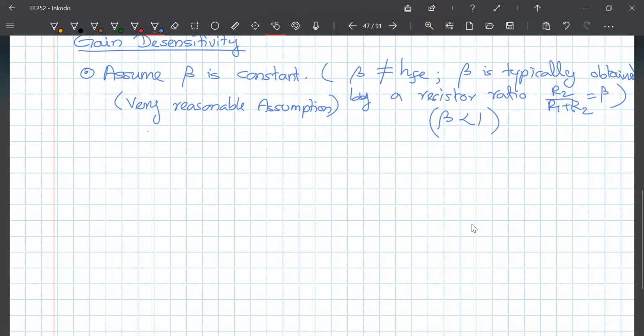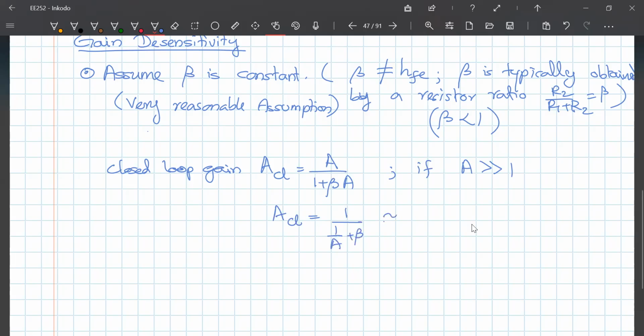Now if that is the case, we can write the closed loop gain, that is gain with feedback, which we obtained as A divided by 1 plus beta A. Now if A is very large, we showed this earlier, ACL is roughly equal to 1 over beta. It does not depend on the active network A. A is a property of the active network, the transistor.